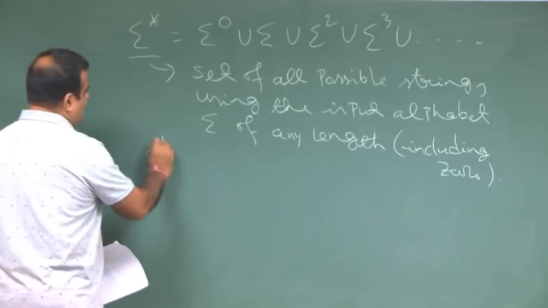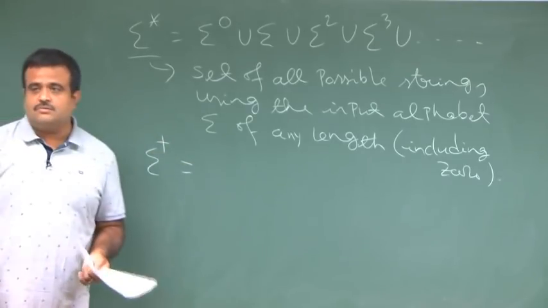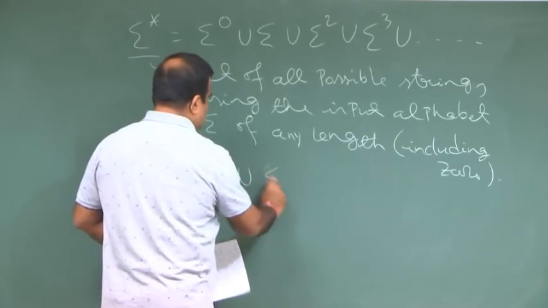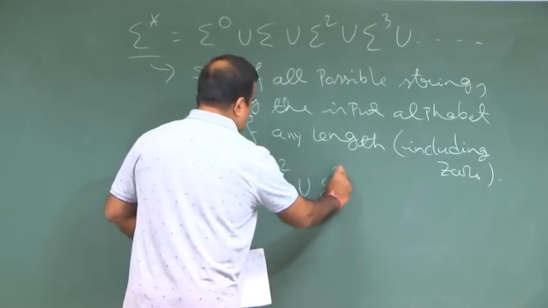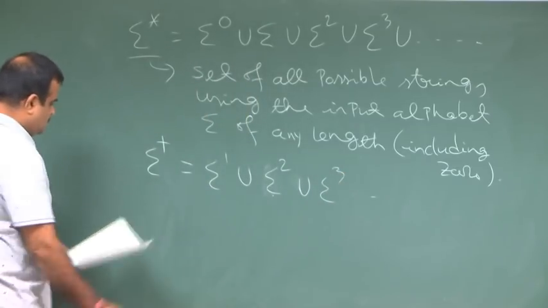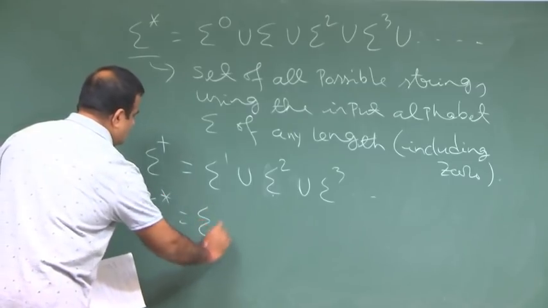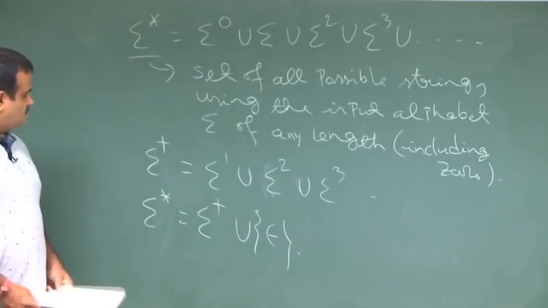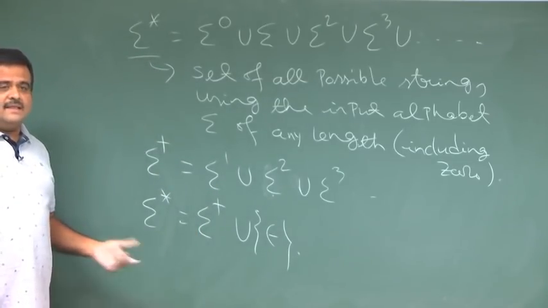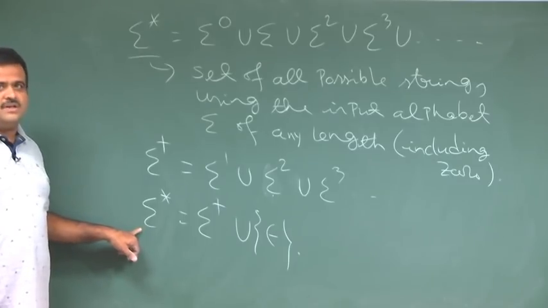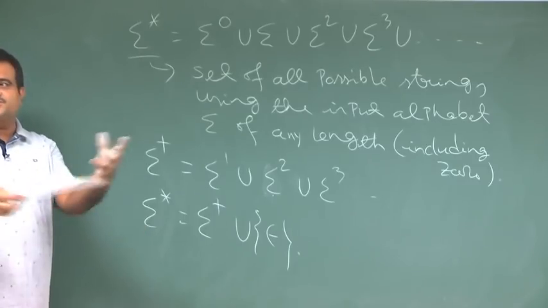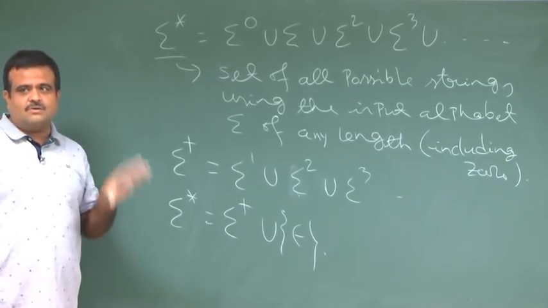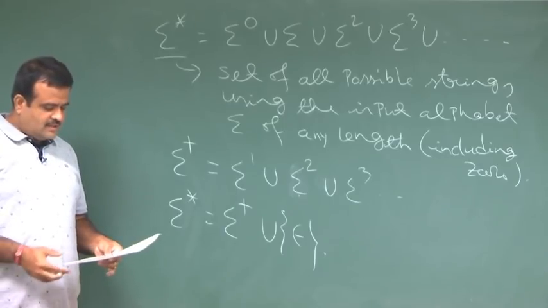And sigma plus is where we are not including the null string; it is basically sigma 1, sigma 2, sigma 3, like this. So, sigma star is sigma plus together with the null string. And the language is any subset of sigma star. It is a collection of strings, it could be the null string also. A set of strings is called a language. We define the language as the collection of strings.